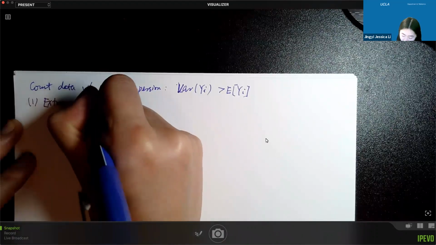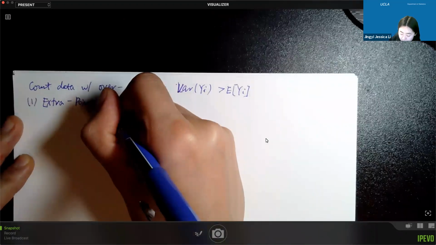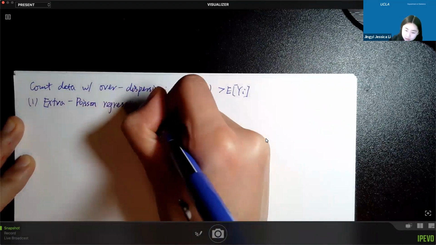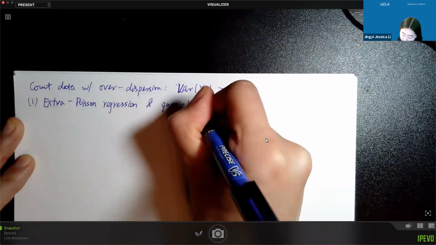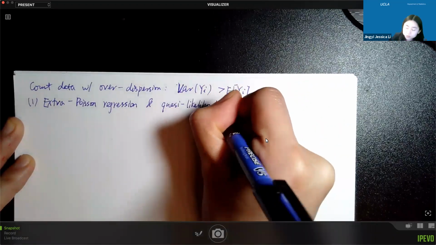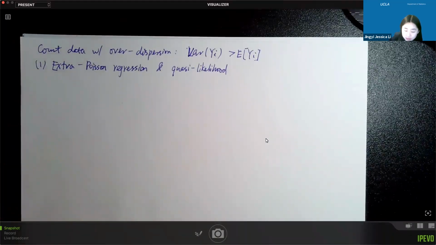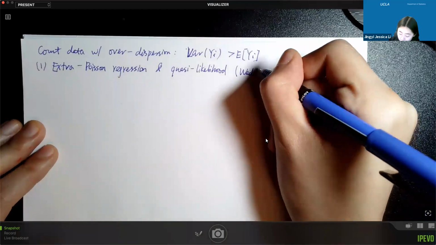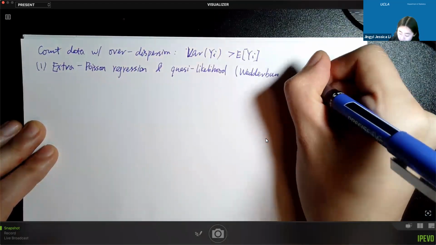By extra, you mean that we're considering extra variance. And here, for Extra-Poisson regression, we're going to introduce a concept in classical statistics called Quasi Likelihood, which means that it's not a real likelihood, but we can use it for parameter estimation. And the Quasi Likelihood approach was actually proposed by a person who has made a very significant contribution to the GLM, called Wedderburn, his last name, in 1974.